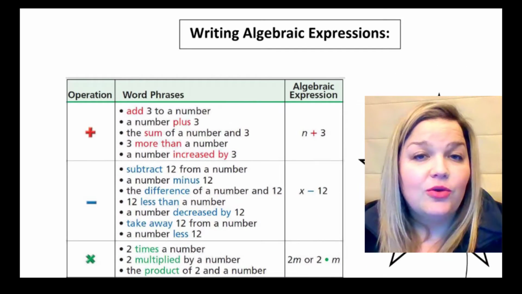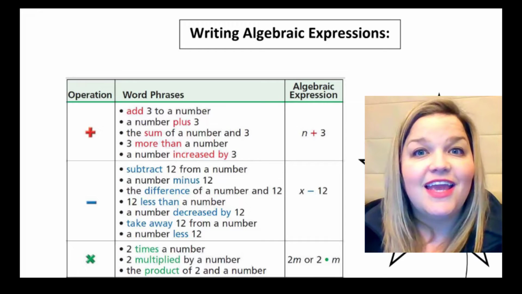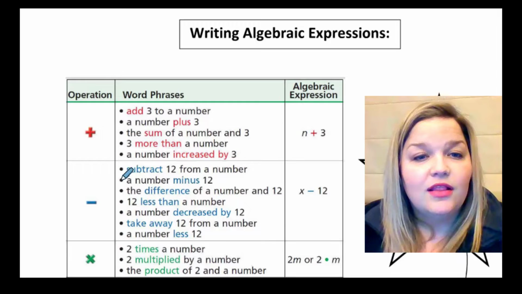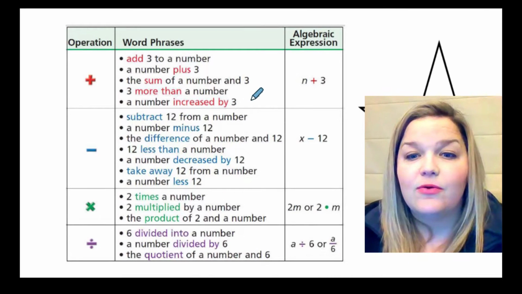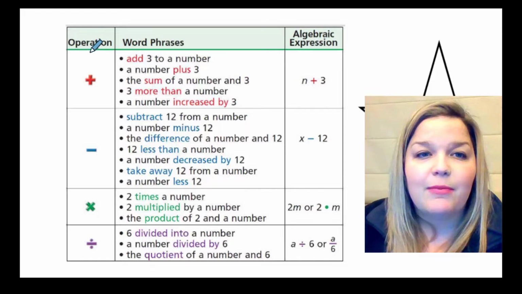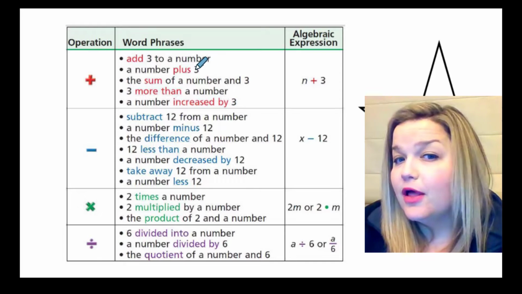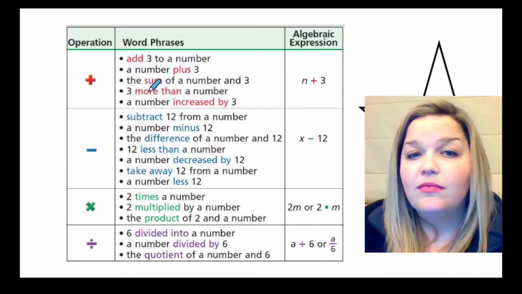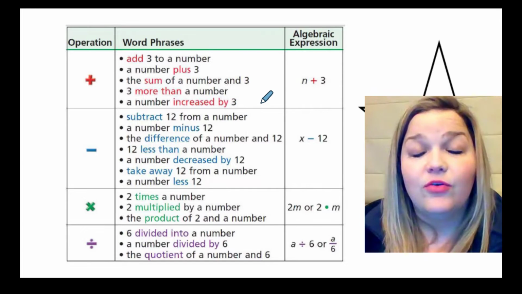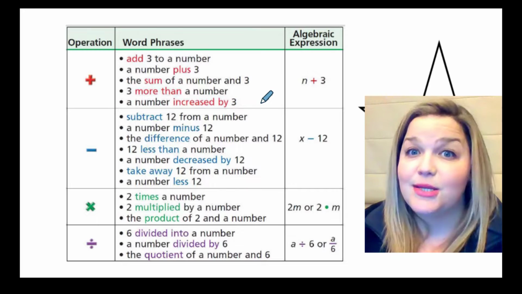In this chart, you will see a lot of familiar words that you've used over the years that indicate certain operations. You're probably familiar with a lot of these. So let's take a look at many of the words that we have used before that indicate addition. So we have the operation addition, straight away, add, plus, sum, more than, or increased by. And this isn't all of the words that indicate addition, but it is many of them.